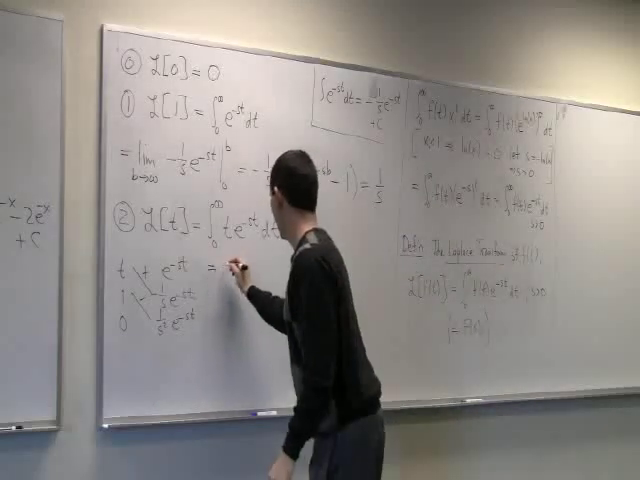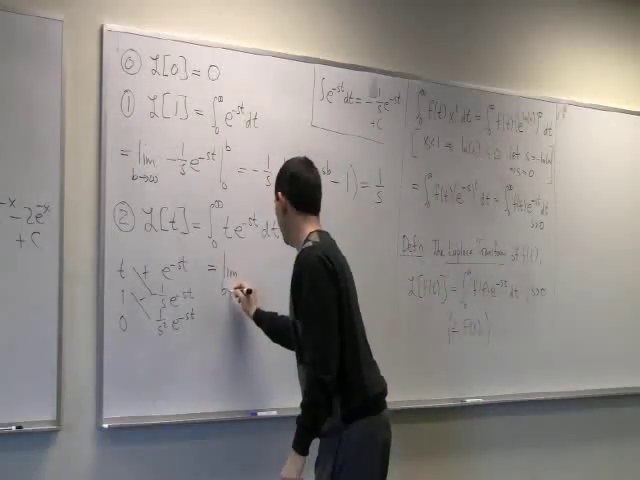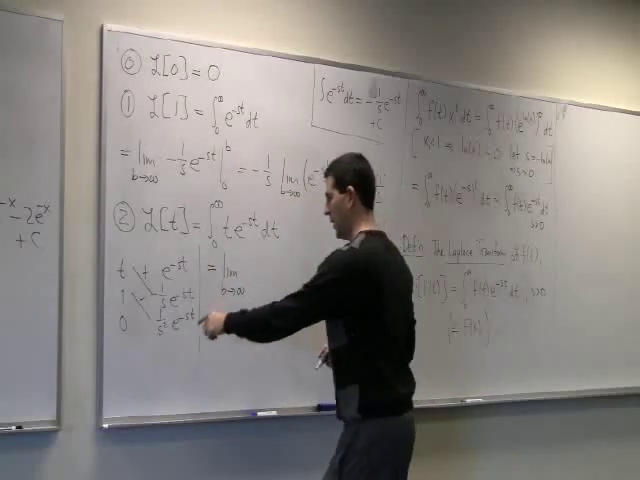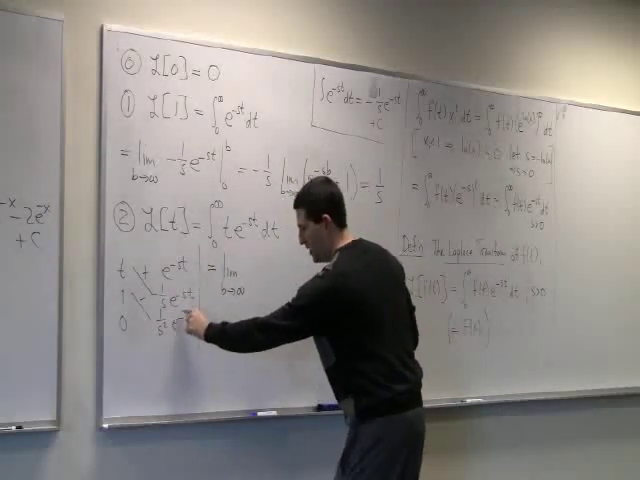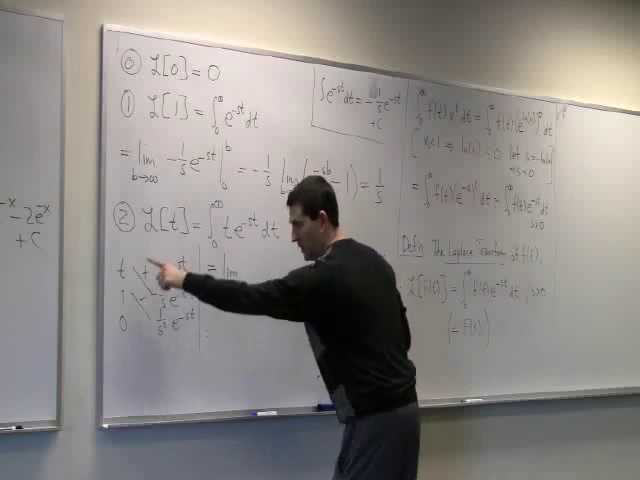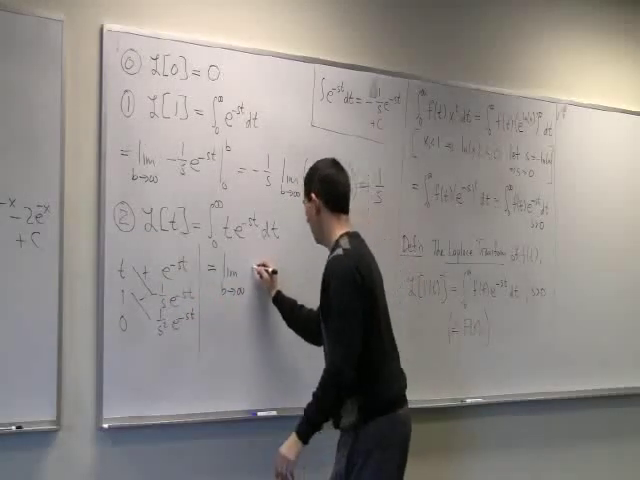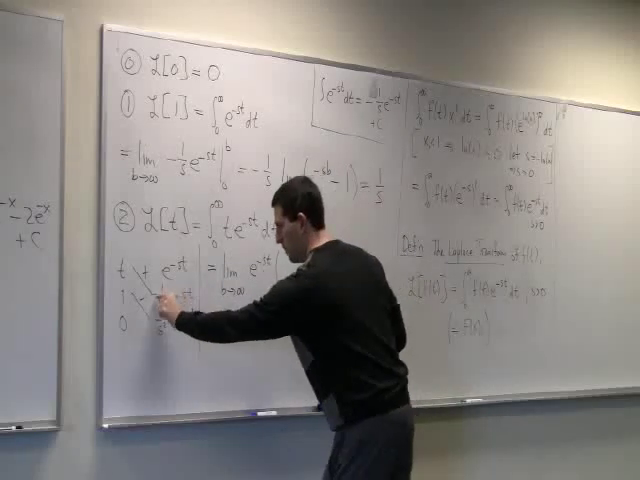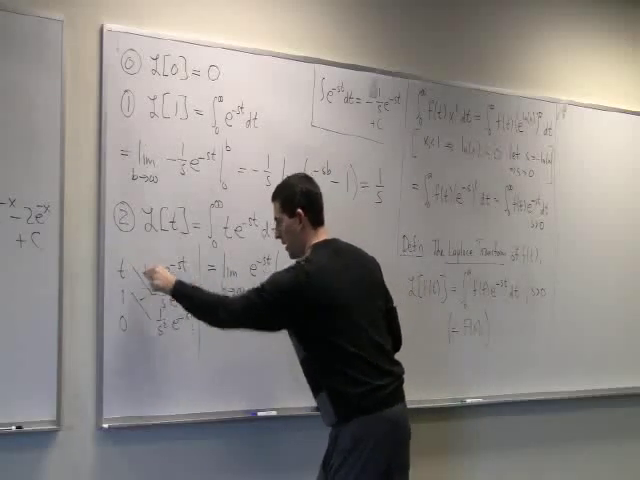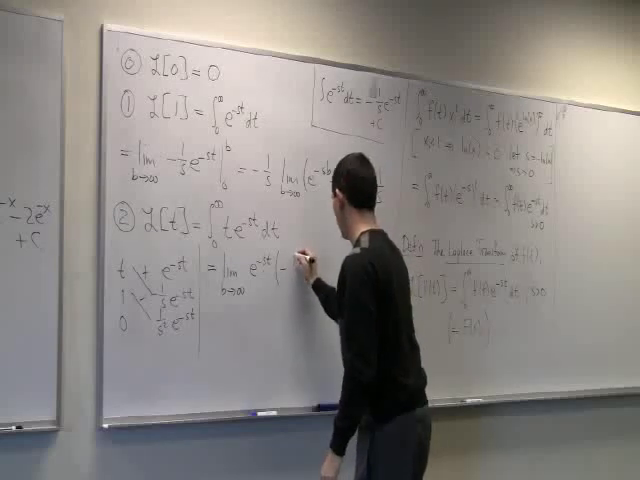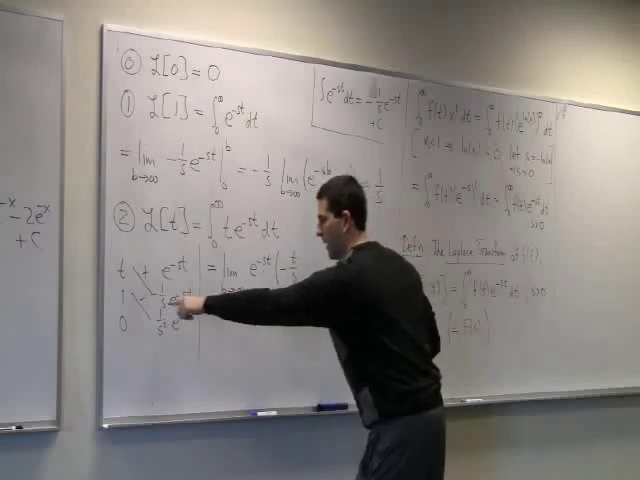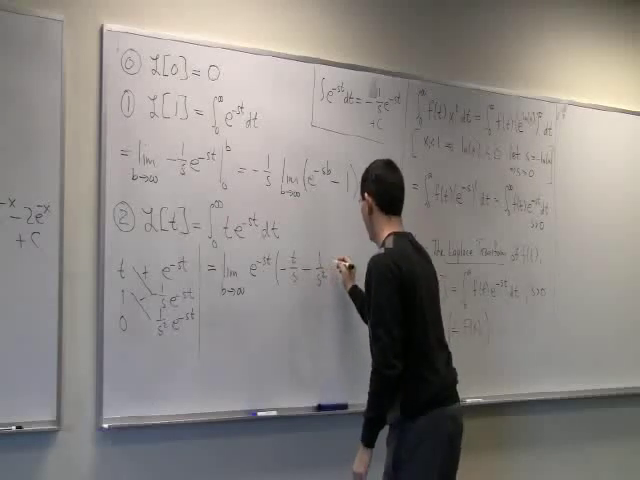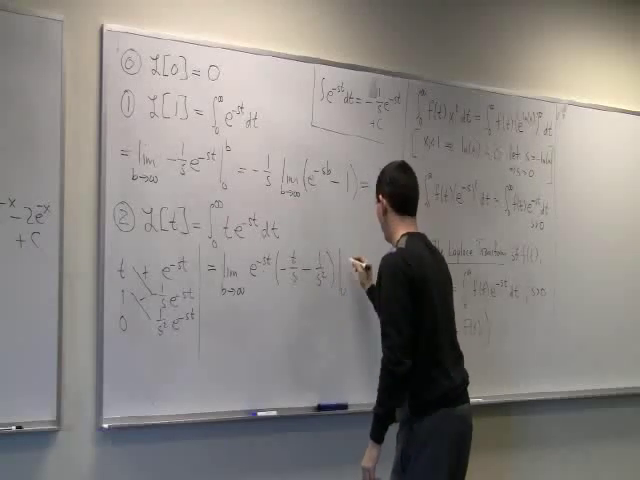So we're going to get the limit as b goes to infinity of, well, let's make an observation. Each one of these has an e to the minus st in them, so we can factor that out. You have e to the minus st, and then what do you have here? Minus 1 over s times t, so minus t over s. And then minus 1 times 1 over s squared, so minus 1 over s squared. Evaluated at 0 and b.